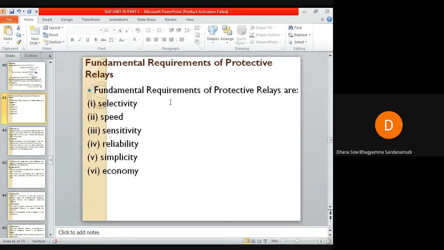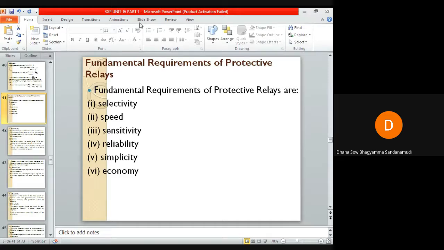Next one is simplicity. If the relay is simple, then maintenance will be easy. That's why the relay should be simple, for easy maintenance. Reliability is closely related to simplicity. The simpler the protection system, the greater will be its reliability.